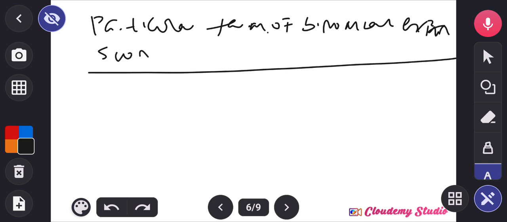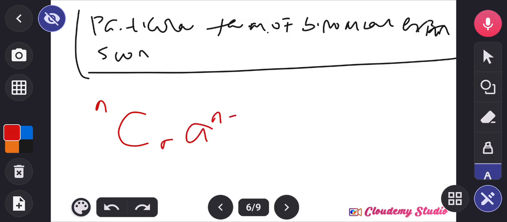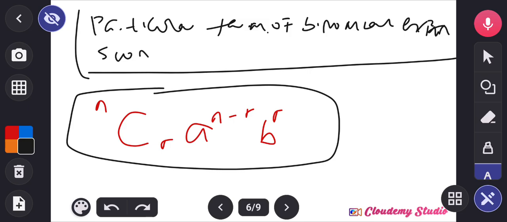Now, you see in this particular one that we're looking for a particular term of binomial expansion, we'll be using something we call combination. You understand? We'll be using something we call what? We call combination. And that formula is C n r a raised power n minus r, then b raised power r. You understand? That is the formula that we'll be using to look for a particular term of binomial expansion.